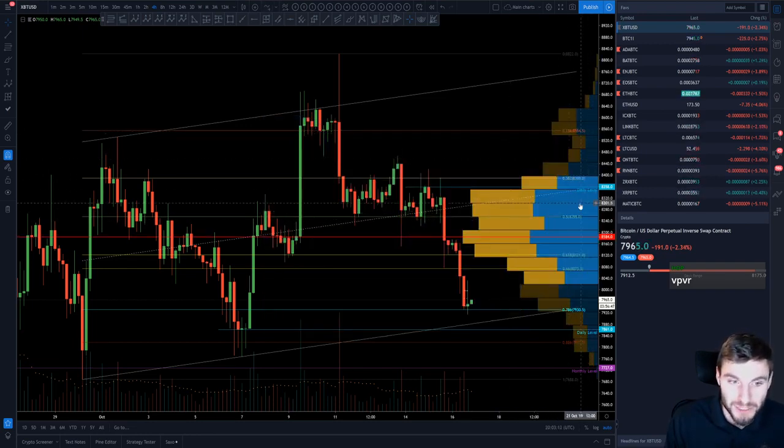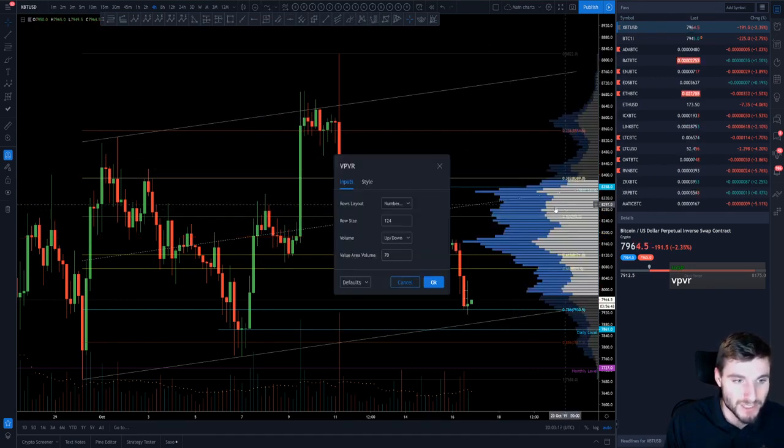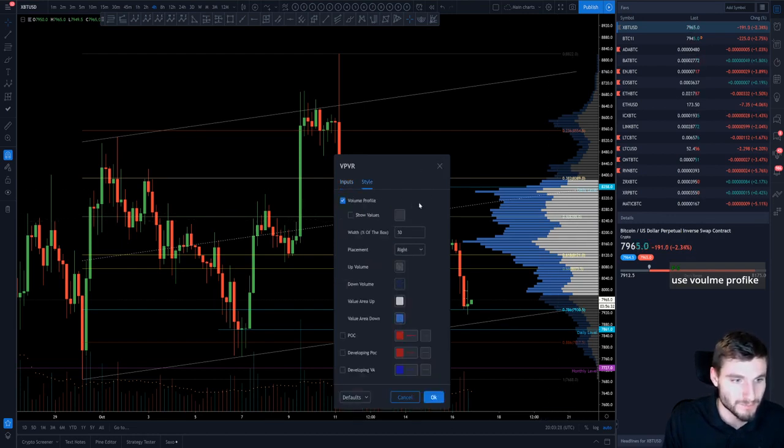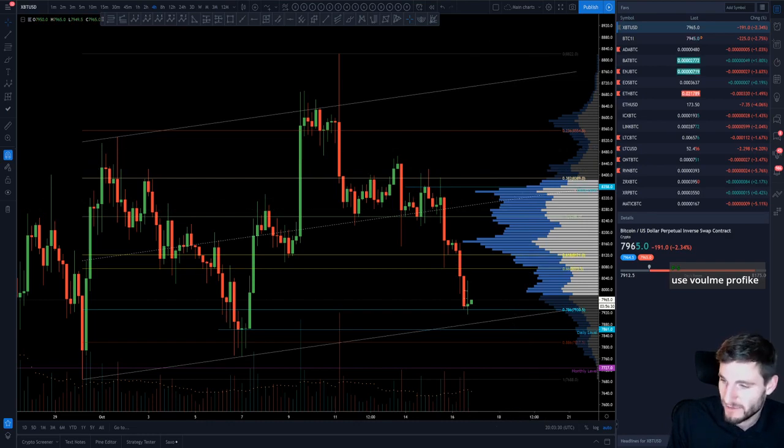What I do is I make an adjustment to this, so I'll load up what I've got. You double click on this, and I've changed it to 124 row size, specifically 124, otherwise the blocks look horrible. I also changed the colors. But yeah, that's how you get volume profile. It's pretty useful, to be honest.